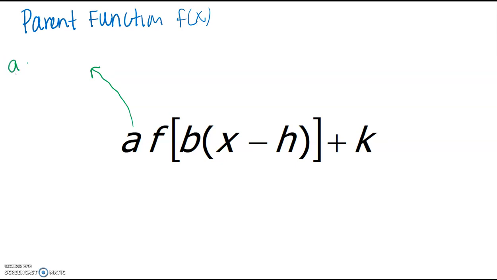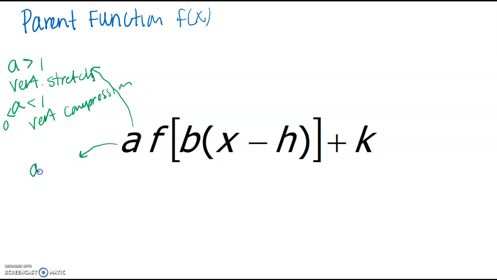When A is greater than 1, we're going to call that a vertical stretch. When A is less than 1, but technically also when A is greater than 0, then that's going to be a vertical compression. A can also do something else. If A is less than 0, basically if it's a negative number, then we are going to have a vertical reflection. And when I say a vertical reflection, it's going over the x-axis.